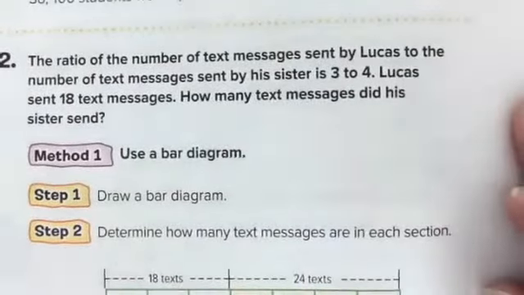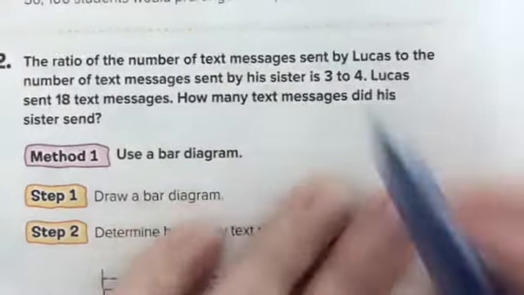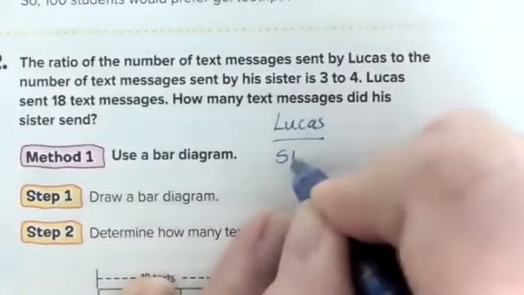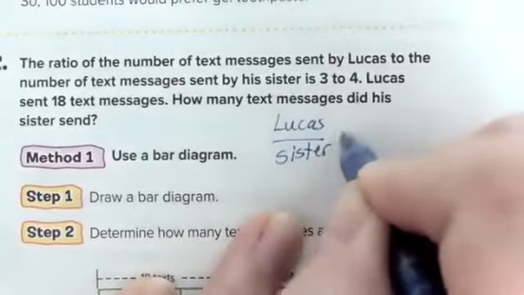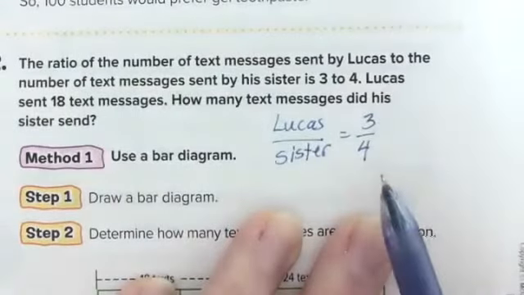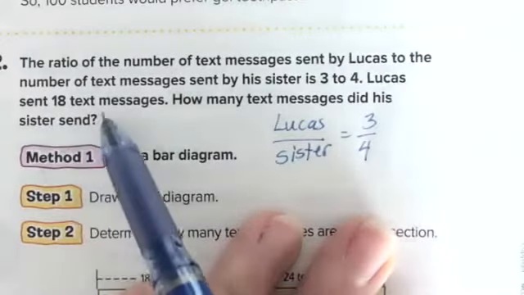The ratio of the number of text messages sent by Lucas to the number of text messages sent by his sister is 3 to 4. So Lucas to sister is 3 to 4. So the sister sends more text messages than Lucas does. Lucas sent 18 text messages.